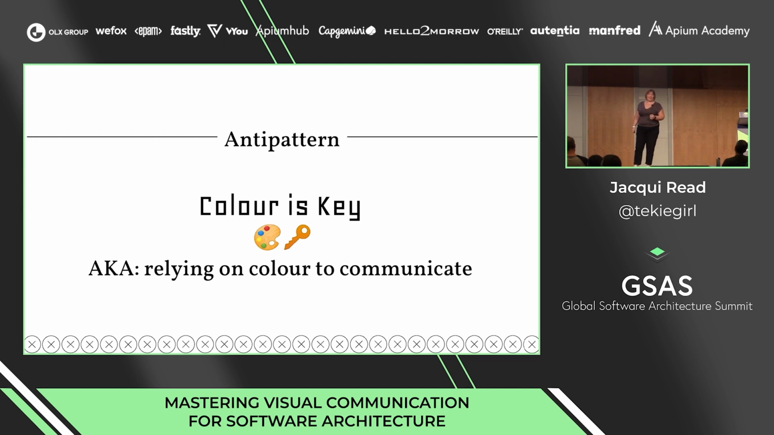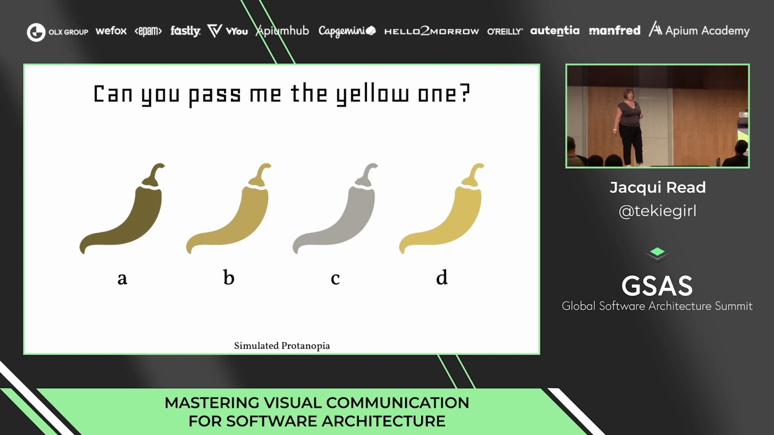Right, another anti-pattern. Colour is key, also known as relying on colour to communicate. And this is an interesting one. Another little bit of interaction here on a show of hands. This is being simulated to show chronotopia, which is a type of colour blindness. So if you had this, this is what you would see. Now there's actually 4 different colours here, but can you tell me which one is yellow?